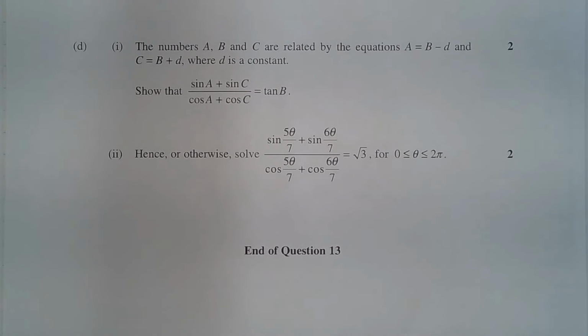Part 2. Hence or otherwise, solve (sin 5 theta over 7 plus sin 6 theta over 7) over (cos 5 theta over 7 plus cos 6 theta over 7) equals the square root of 3, for theta greater than or equal to 0 and less than or equal to 2 pi.